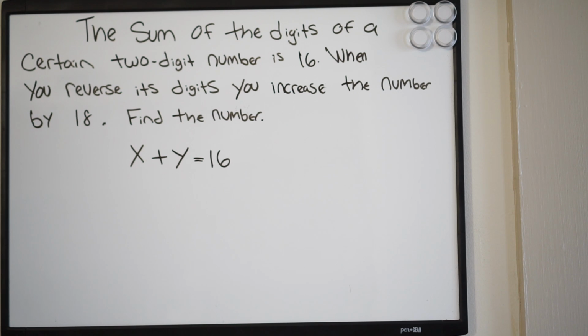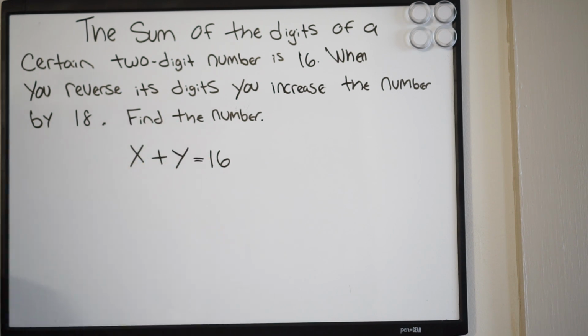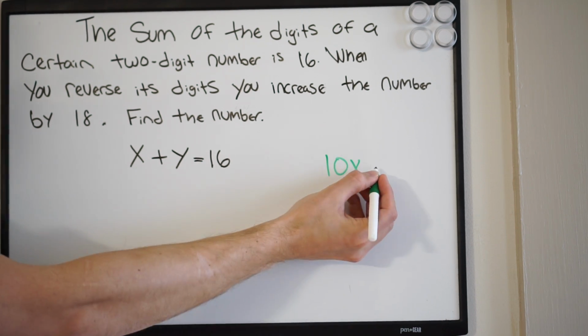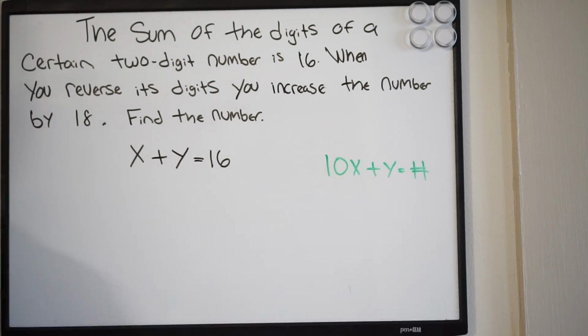Right, the next one is a little bit trickier. It says when you reverse its digits, you increase the number by 18. Now, I need to figure out a way how I can express a number algebraically in terms of x and y. Since x is the tens place and y is the ones place, if I write something like 10x plus y, this should equal our number.